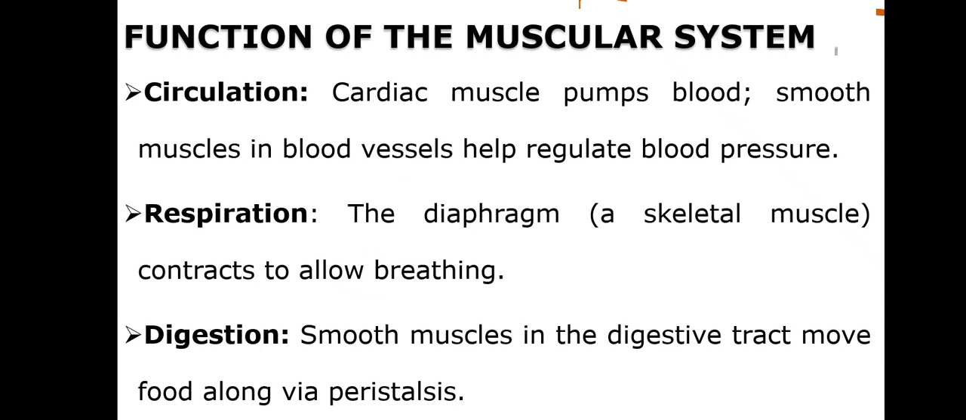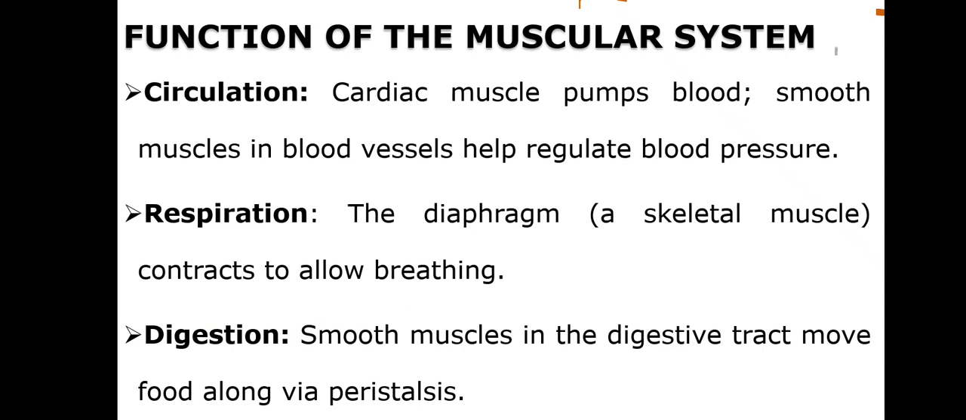Okay, so it's important for you to also appreciate that component. Apart from that, in digestion, smooth muscles in the digestive tract move food along in what we call peristalsis. As food is moving down the GIT, the muscles contract involuntarily to push that food down into the stomach and various components of the digestive system.